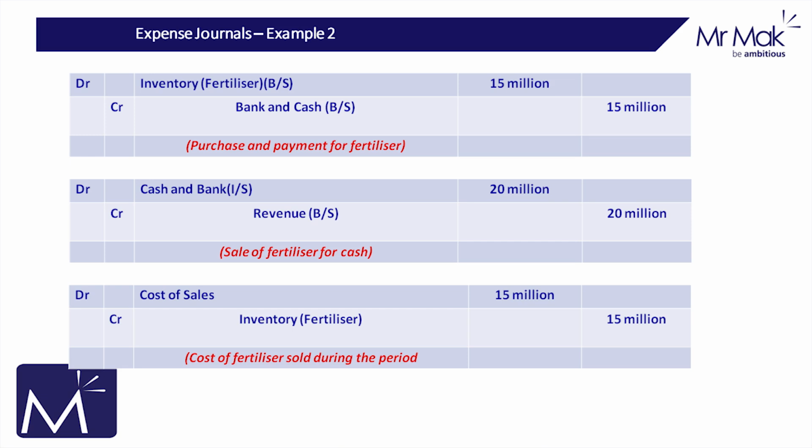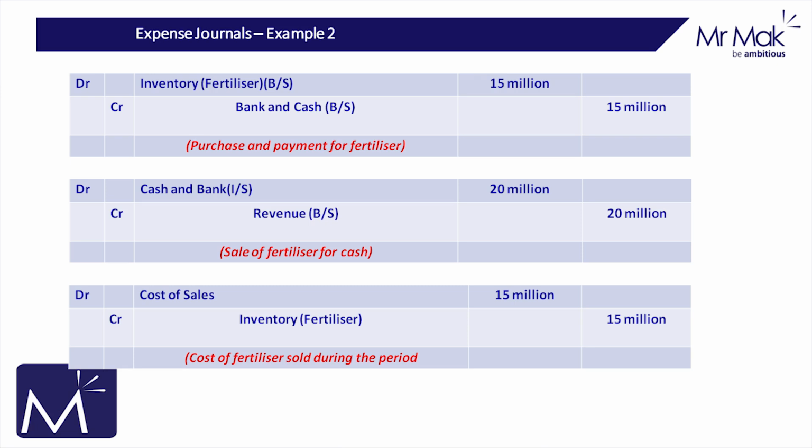They would then debit the cash and bank account $20 million when they sold the fertilizer because they received the money in cash and it would increase how much money is sitting in their bank account, and they would credit the revenue or the sales in the income statement, the equivalent of $20 million as well.